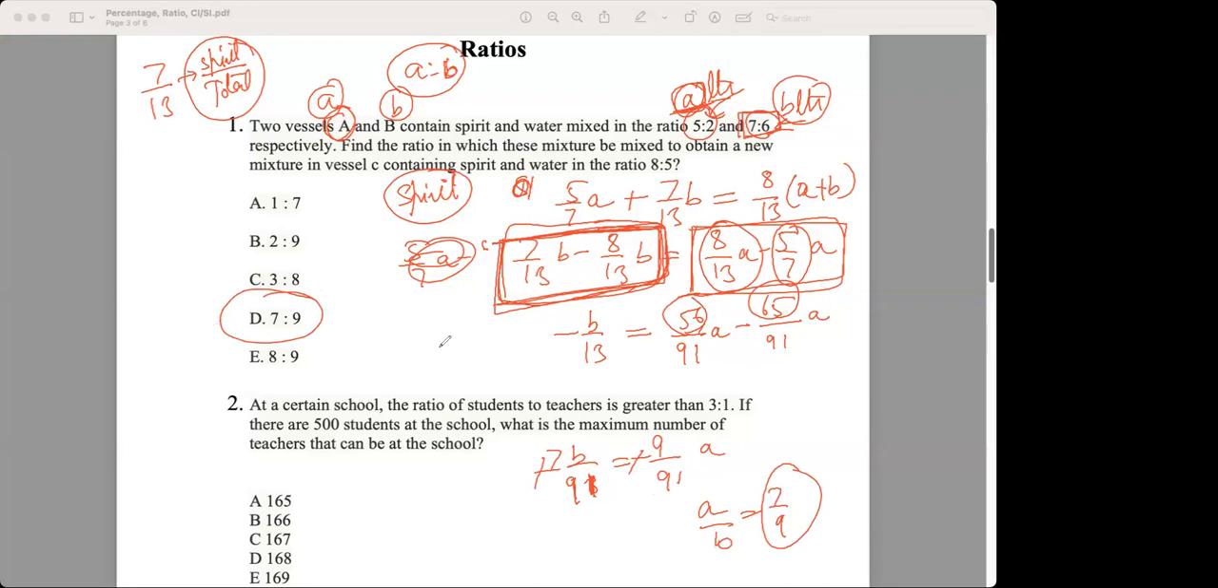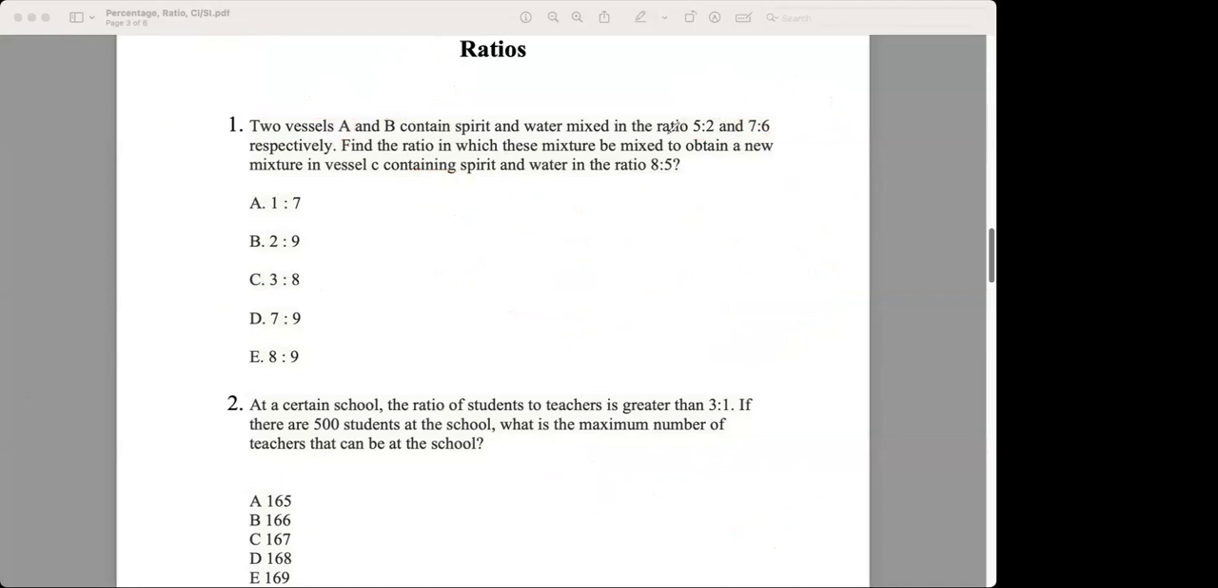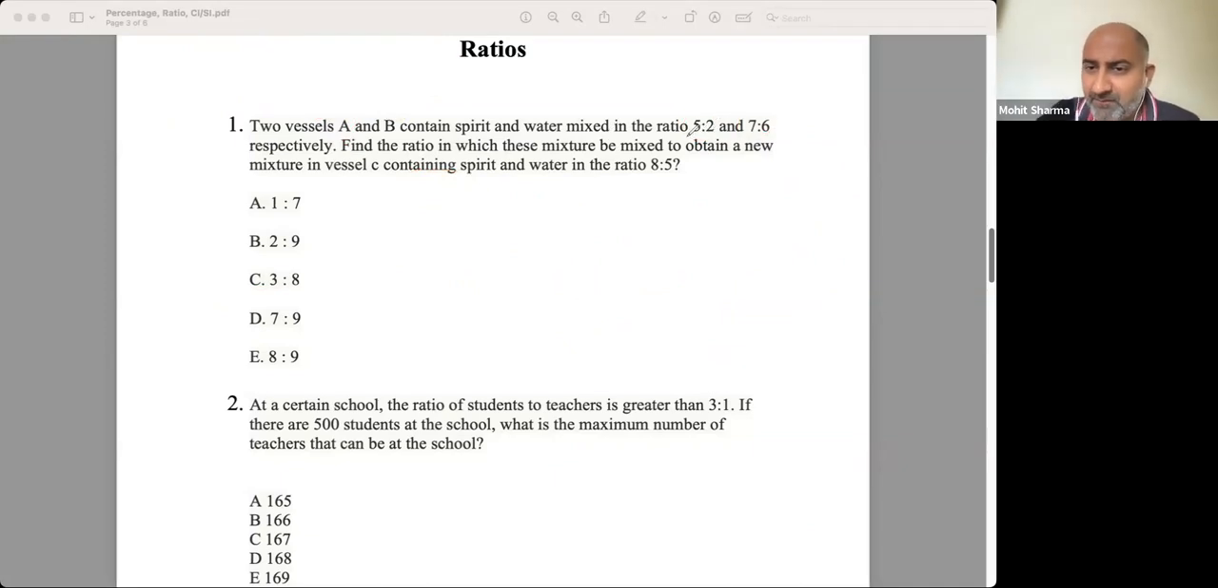Yes, sir. Okay. So, I mean, if you have to explain it in 2 lines, a liters of that, b liters of that, and this would be a plus b liters ultimately when we'll add. Okay. And the idea is this is spirit to water ratio 5:2. You just simply take spirit to total, which would be 5 by 7. Okay. Spirit to total 7 by 13. Spirit to total 8 by 13. That'll make life easier.